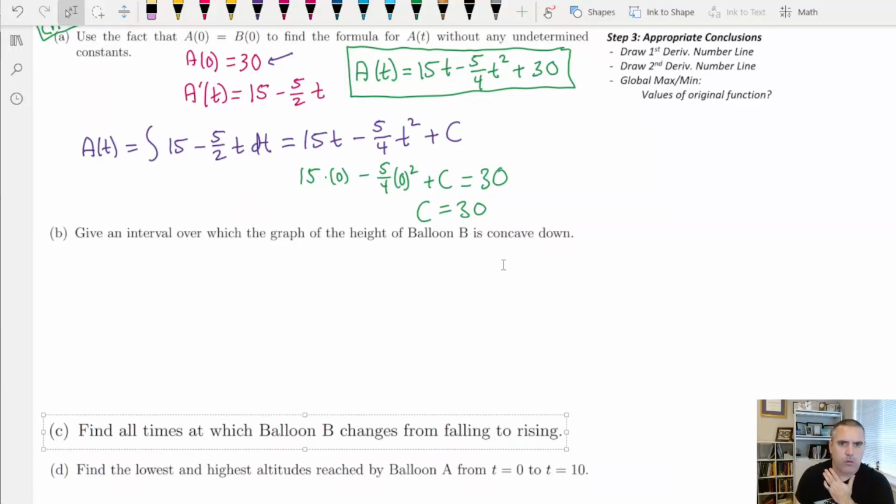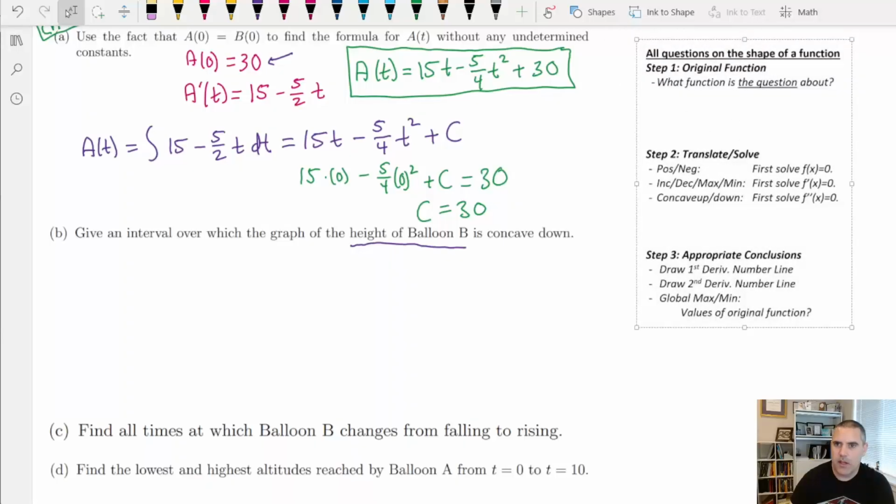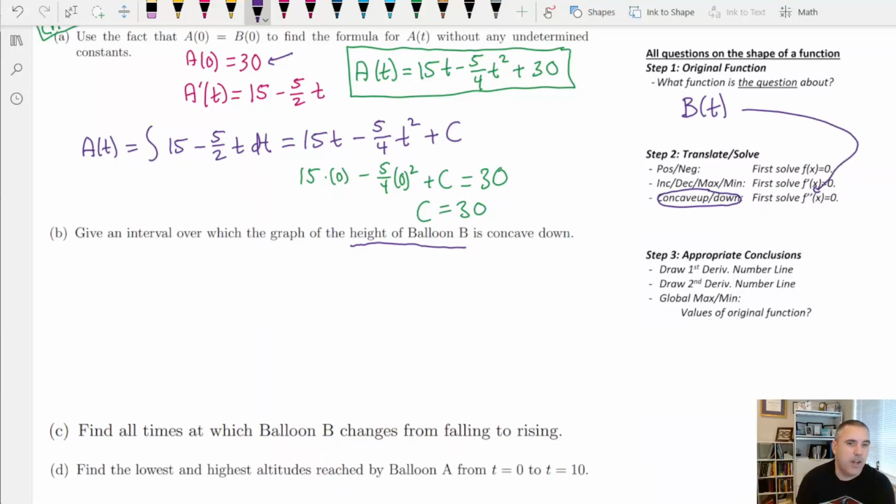Okay, so give an interval over which balloon B is concave down. So we're talking about the height of balloon B. So first thing we're going to do is write down the formula for the height of balloon B. So I've been giving this to try to just, hopefully this becomes second nature, but I'm getting a lot of students saying they have trouble reading a question. So let's talk about that. So the original question is the height of balloon B. That's what it's asking about. And then it's asking about when it's concave down. And so I should realize that I need the second derivative of the height of balloon B. And I need to figure out when it's concave down, which is when it's negative.